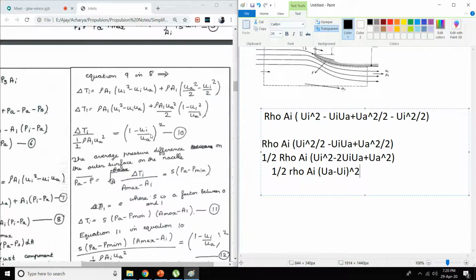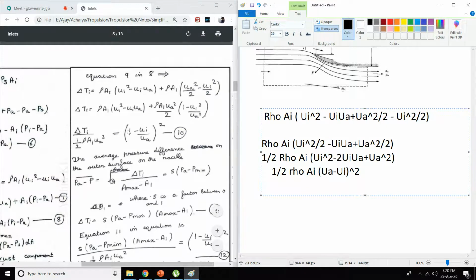Okay, I'll just write the whole derivation again in my book and then send it to you guys, just know that. So this whole term ua is taken out here as common. Once ua is taken out, you bring the whole equation to this side, and what will be left is 1 minus ui by ua, the whole square.